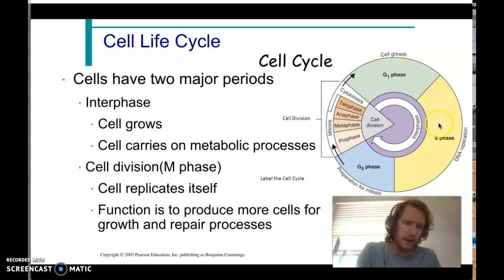And the interphase part is a couple things. The cell is doing its normal function, right? Whatever the cell's meant to do, it's doing it. That's just living its life, okay, in interphase. And then if it's a cell that's going to divide, when it's ready, it will go into the S and G2 phases from there before it goes into the M phase, which is the actual splitting. That's the replicating itself of the cell. So the function of the M phase is to produce more cells for like growth or healing. Right?